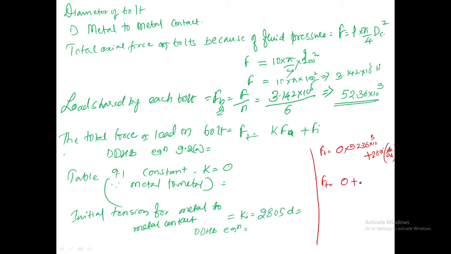Now this term will be 0. You are going to get 2805 into DC divided by 0.8. Right. Now where to equate this one? You need to equate this for the allowable strength of bolt material. Let us go for detail. Ft equal to 2805 divided by 0.8 DC. This is one equation.